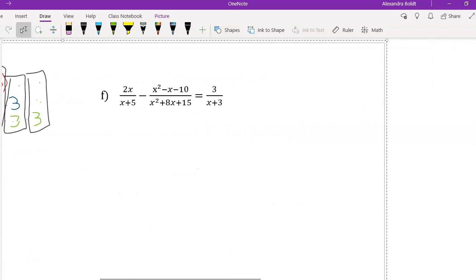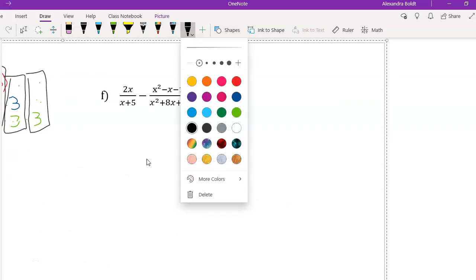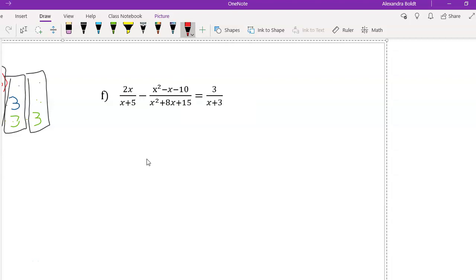All right, let's look at f. Same idea, right? So I'm going to start with my first fraction, which is x plus 5.